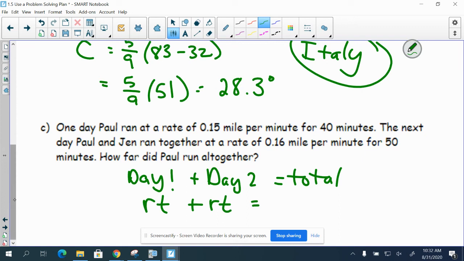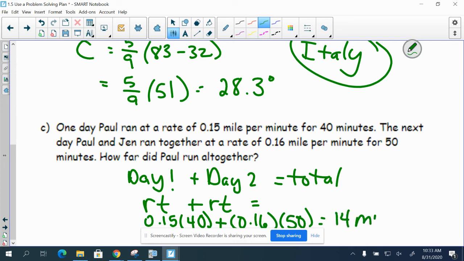So just plug in what you know. So you know the rate of the first day was 0.15 miles per minute times the minutes was 40, plus the next one would be 0.16 times 50 minutes. And then if you plug all of this into your calculator, you would get 14 miles. So we ran a total of 14 miles over the 2 days.